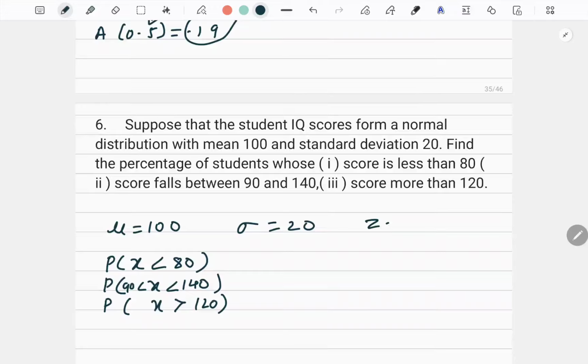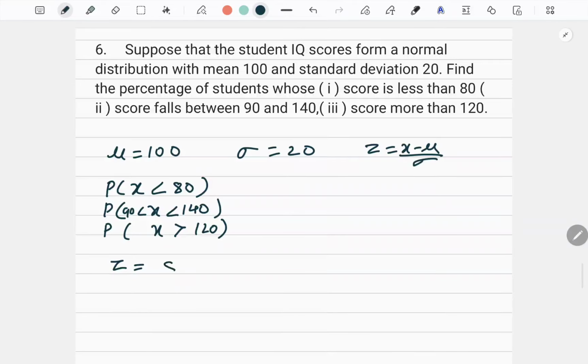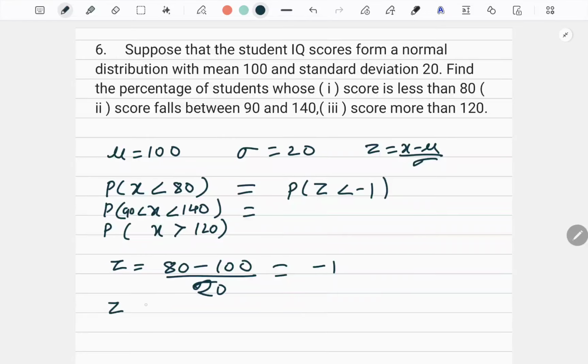So again, I know that Z is equal to (x minus mu) upon sigma. Now for 80, Z is equal to (80 minus 100) upon sigma. Sigma is 20, so it is minus 20 upon 20, that is minus 1. So this is equal to the probability for Z less than minus 1. Correct? Now look at this one. For 90, Z is (90 minus 100) upon 20, which is minus 10 by 20, that is minus 1 by 2. Right? So this is the probability of Z at minus 1 by 2.